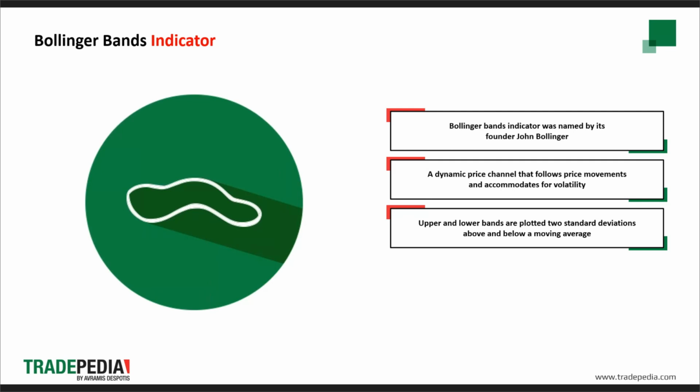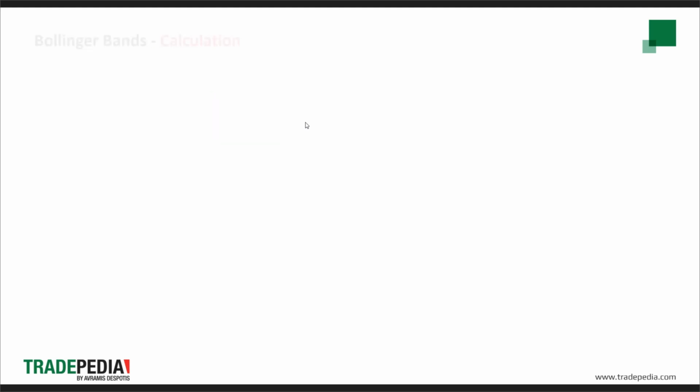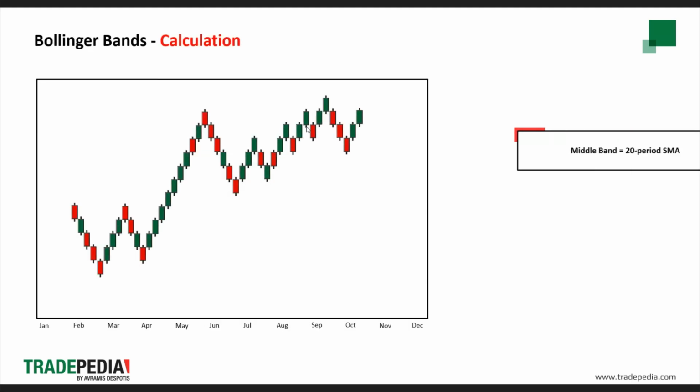the price action itself. This indicator is made of 3 bands where the upper and lower band are plotted 2 standard deviation above and below a moving average. Because standard deviation measures volatility, bands will be wider during increased volatility and narrow during lesser volatility. Okay, so what it ultimately means is that, let me go to the next slide.